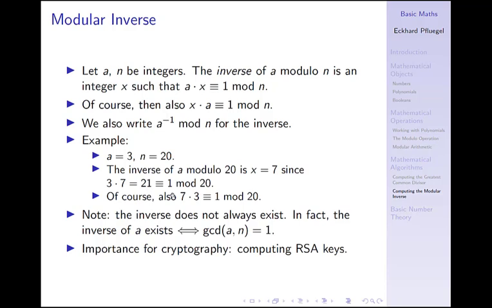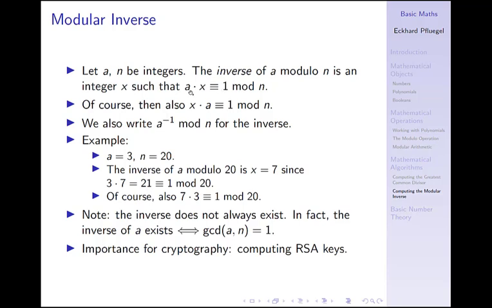So now we come to the next definition that we require before we can proceed with the algorithms, the definition of the modular inverse. Let a and n be two integers. We say that the inverse of our number a with respect to n, or modulo n, is another integer x with the property that if I multiply the first number with that integer x, and then take that product modulo n, it is congruent to 1.